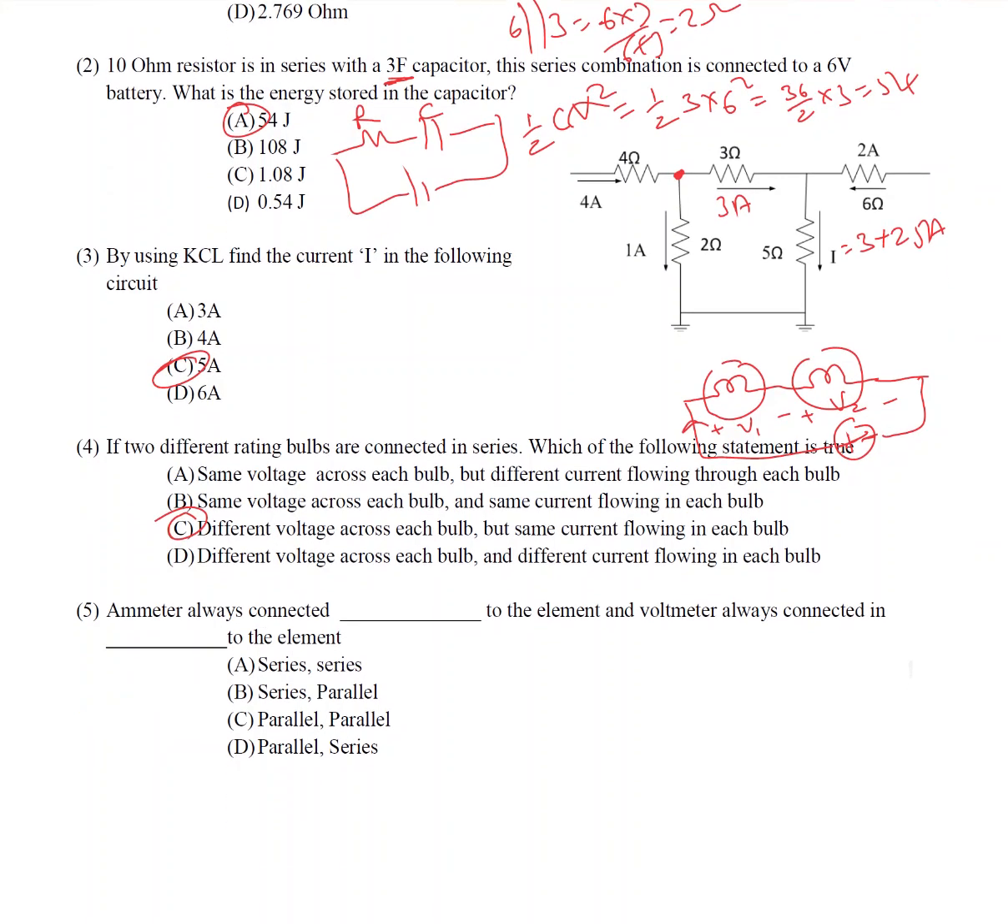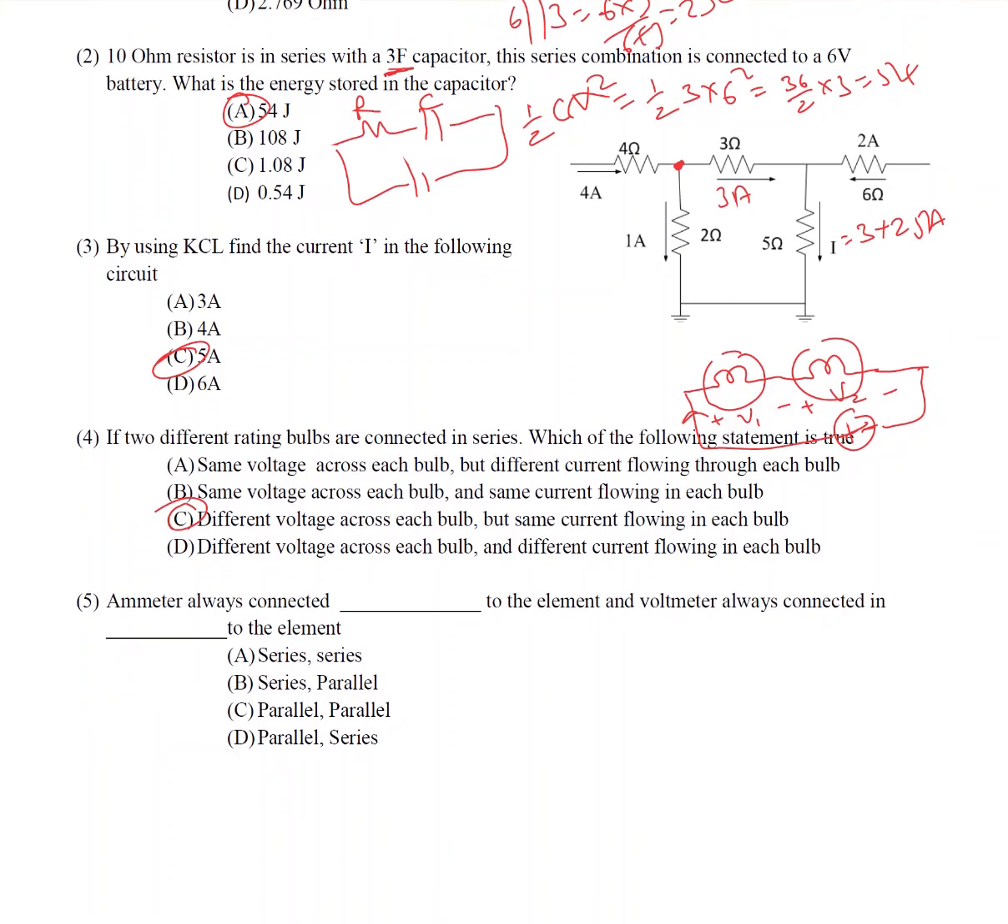Now, an ammeter measures the current, a voltmeter measures the voltage. Remember, current always flows inside the wire, so the ammeter must be connected in series, and the voltmeter must be connected in parallel, because voltage is always between 2 points. Okay, so series and parallel.